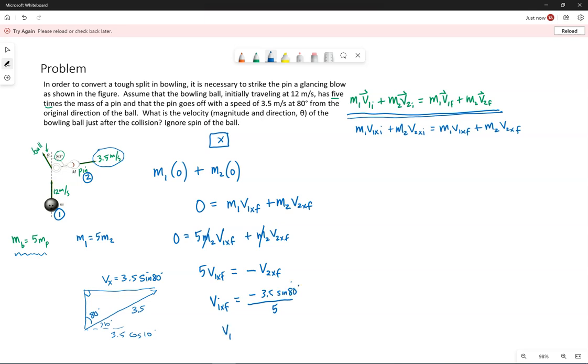This gives us ball 1's x component of velocity finally. The negative sign means to the left, because the ball was headed to the right. So the equation gives us that. Plugging numbers in, I'm getting 0.6894 meters per second. So not very fast, to the left.